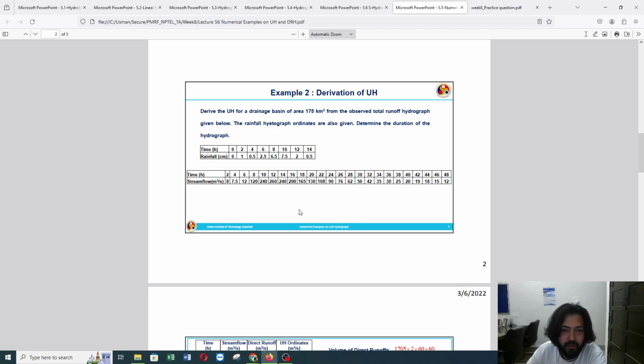So the first step is to calculate the DRH from the given data set. In order to know the DRH, we need to know the base flow. So here what we are going to do is take the base flow as 12 and then subtract this base flow from the given data. Then we'll get the value of DRH.